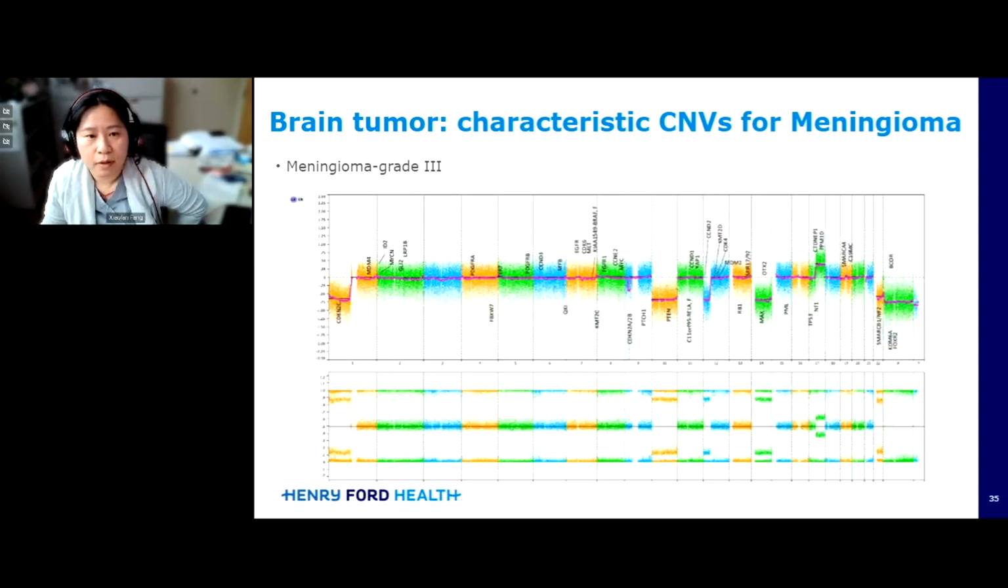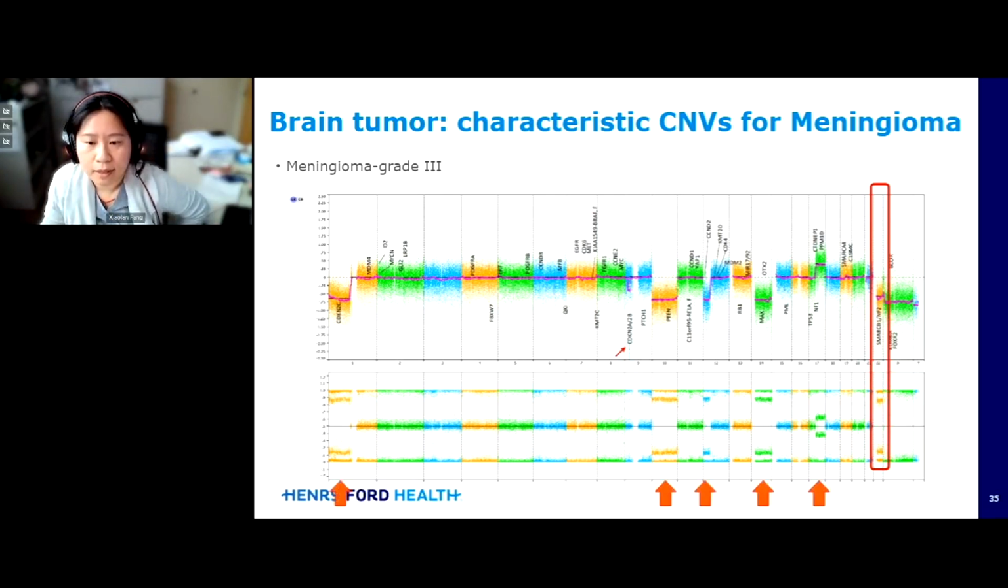When we move to the grade 3 meningioma, we can see the CNVs increase a lot. So in addition to loss of 22, we also have the CDKN2A and B loss, and also other gains and losses. Basically, it just makes it more complicated, and I think that represents or is associated with the increase of the pathogenic level.